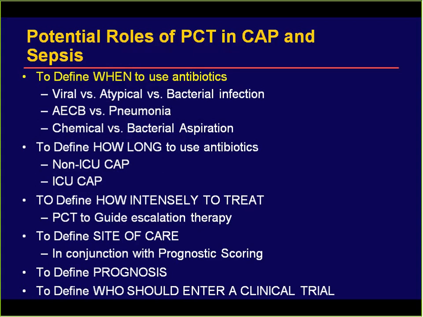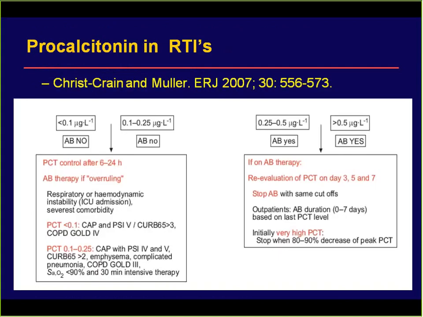So the studies that have looked at the application of procalcitonin for when to use antibiotics have looked at distinguishing viral from atypical and bacterial infection. They've looked at acute exacerbations of chronic bronchitis on ventilators to try to decide when to use antibiotics. And they've looked at patients who had witnessed aspiration to try to determine could you separate those with chemical pneumonitis from those with bacterial pneumonitis, again, those who need antibiotics from those who don't need antibiotics. And so I'll show you some of the studies.